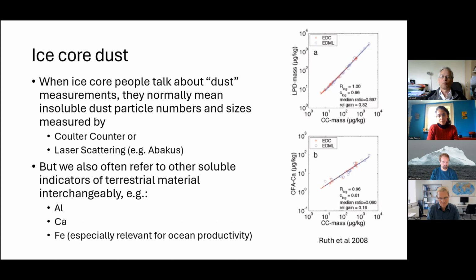Okay, firstly, we should talk about what we mean by dust. So normally when ice core people talk about dust measurements, they normally mean insoluble dust particle numbers and sizes, which are measured either with a Coulter counter or a laser scattering device, normally an abacus. So when you hear people talk about an abacus, they don't mean they're counting the dust on a little counter. They mean the laser scattering device. But we often also are a bit lazy and refer to other soluble indicators of terrestrial material like aluminium, calcium, or iron. And we often use those interchangeably, at least I do, and I guess several of my colleagues do.